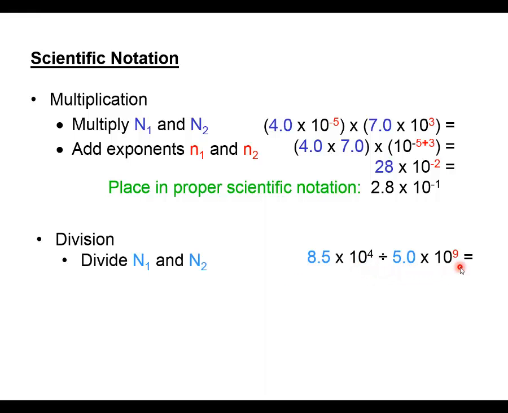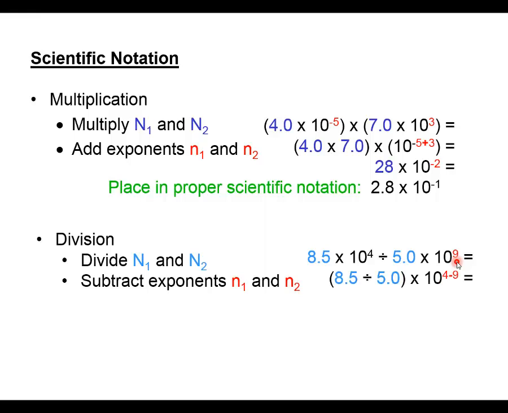In this case, whatever number I'm dividing by in the scientific notation, I'm going to subtract that exponent. So I'm going to take 4, subtract 9. And so I would write that as taking 8.5 divided by 5 for my values in blue before the scientific notation. I take 4 and subtract the 9. Okay, so I'd get a new value that's 1.7 times 10 to the negative fifth. It's in proper scientific notation, so we're okay with it.